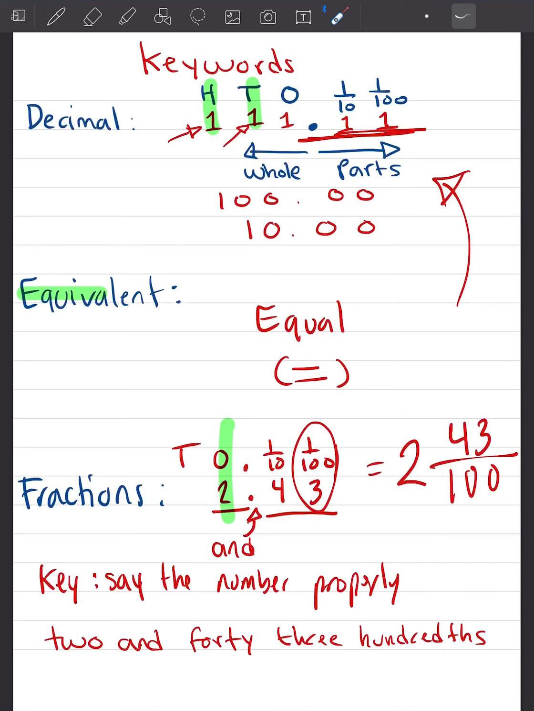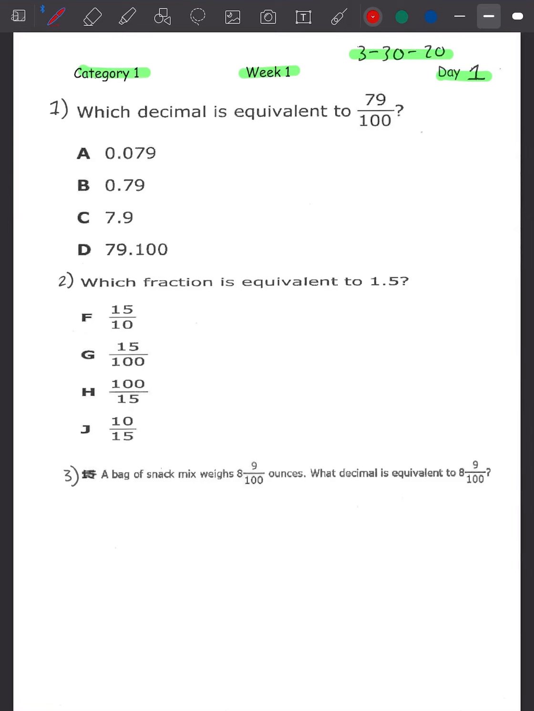Okay? So now that we covered that, you're going to be able to use this information. So you can come back into the video and look at this information. And you're going to be able to use that, guys, to solve these 3 questions.